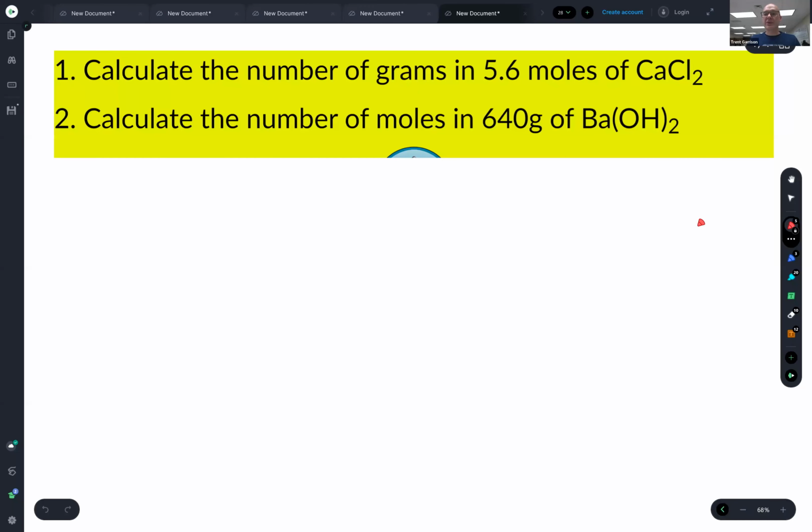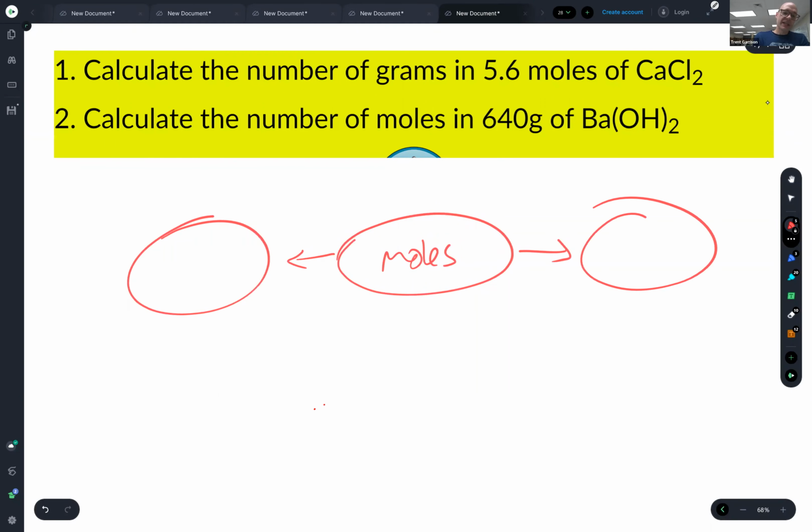Here it is. I've got 5.6 moles of calcium chloride. So if we think about our mole map, this is the key. This is everything that we need to know. You're going to have to be able to utilize this, so you need to have it with you.